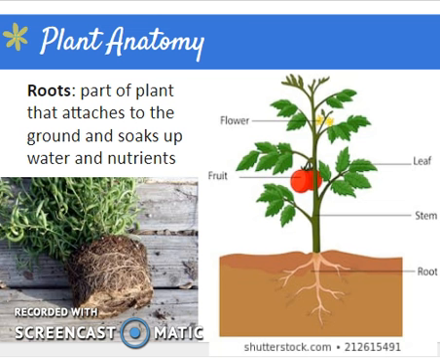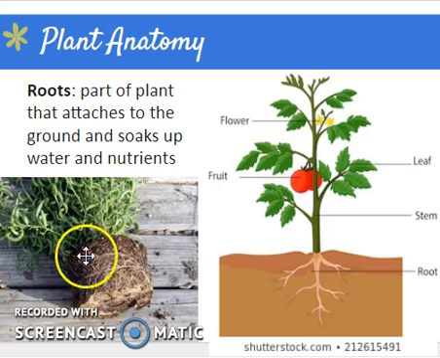This is the part of the plant that attaches to the ground and soaks up water and nutrients. When you water a plant, you actually put water on the dirt around the plant. Watering the leaves won't help the plant at all because they can't soak up water through the leaves. The water gets soaked up through the roots and brought up the stem.